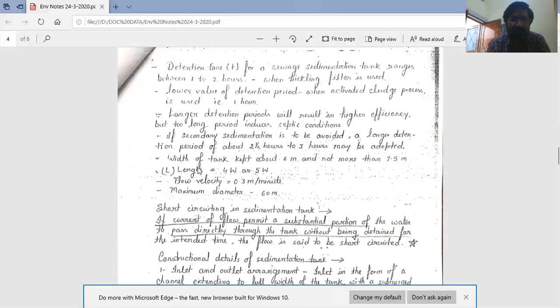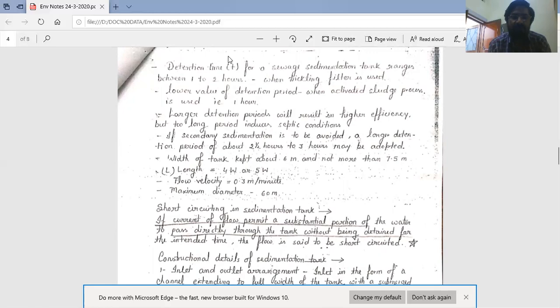And width of tank: height of tank is generally taken as 3 meters, width of tank is kept about 6 meters and not more than 7.5 meters, and length is equal to 4 times or 5 times the width, and flow velocity in a sedimentation tank is equal to 0.3 meter per minute. In the case of a circular sedimentation tank, the maximum diameter taken is 60 meters.